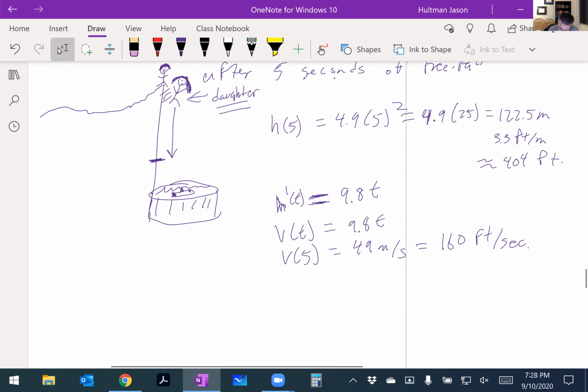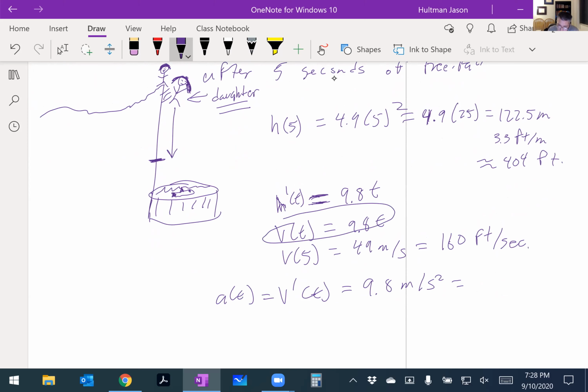160 feet per second. What's the acceleration going to be? What's v prime of t? What's the acceleration going to be? A of t is going to be 9.8 meters per second squared. That's the acceleration. Why? Because what's the derivative of this guy? 9.8 t, that's 9.8. So the acceleration is always constant.